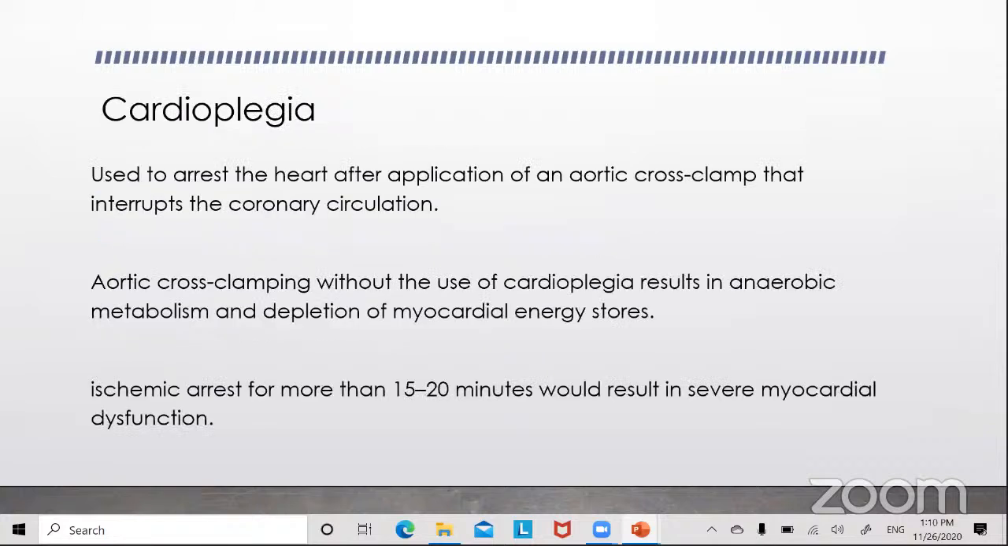Cardioplegia is used to arrest the heart after application of an aortic cross clamp that interrupts the coronary circulation. Applying the aortic cross clamp without the use of cardioplegia results in anaerobic metabolism and depletion of the myocardial energy stores. So without a reduction in myocardial metabolism and O2 demand, either by cardioplegia or hypothermia, ischemic arrest for more than 15 to 20 minutes would result in severe myocardial dysfunction.